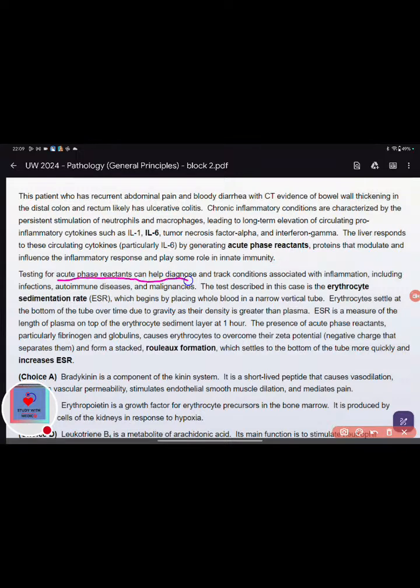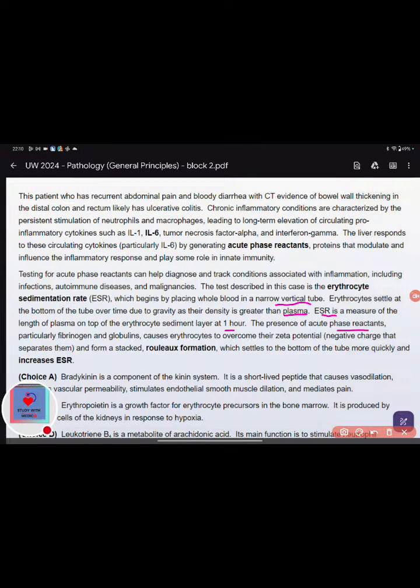Testing for acute phase reactants can help diagnose and track conditions associated with inflammation, including infections, autoimmune disease, and malignancies. So you have to test these acute phase reactants. The test described in this case is the erythrocyte sedimentation rate, ESR, which you can understand from the question since they are giving the stacks. It begins by placing whole blood in a narrow vertical tube. Erythrocytes settle at the bottom of the tube over time due to gravity, as their density is greater than plasma. ESR is a measure of the length of the plasma on top of the erythrocyte sediment layer at 1 hour.